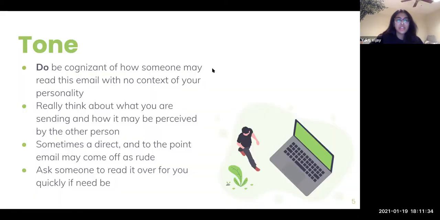And I think the most important thing when you're writing email, a business email especially, is the tone. So since you're writing an email, even though you may be writing it in your own voice, chances are the person receiving the email doesn't know exactly who you are in person. So you have to be cognizant of how someone may read your email, not knowing who you are.